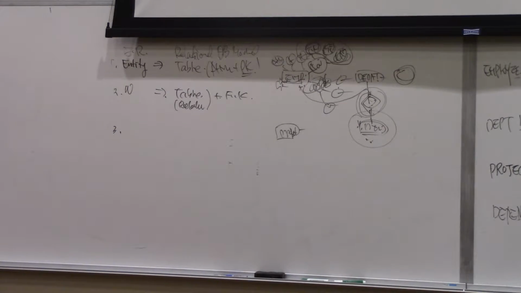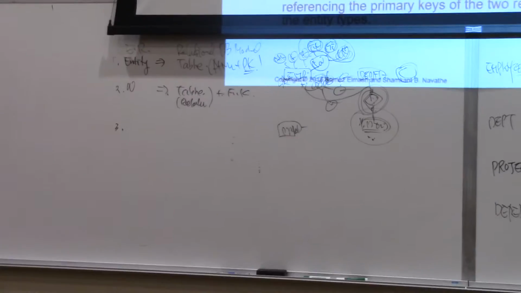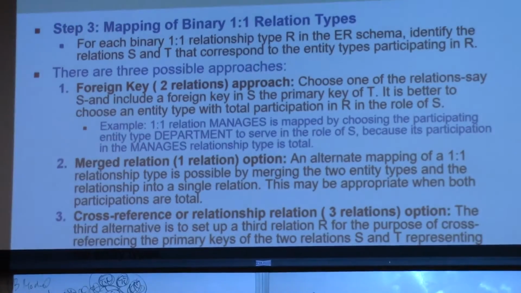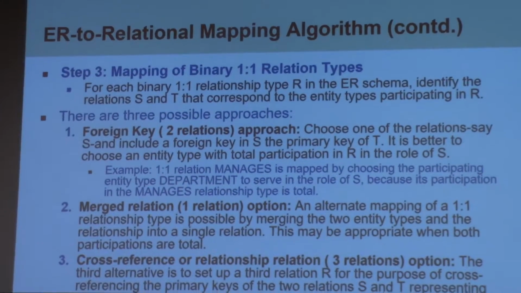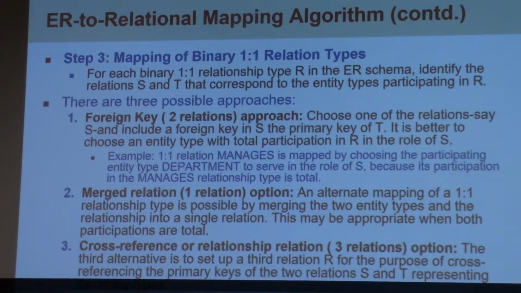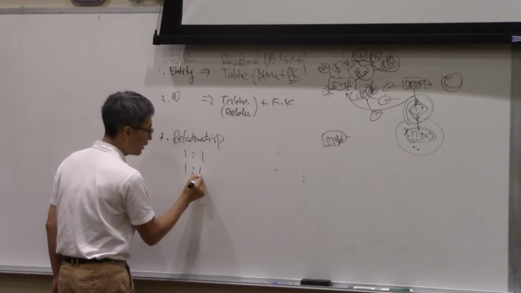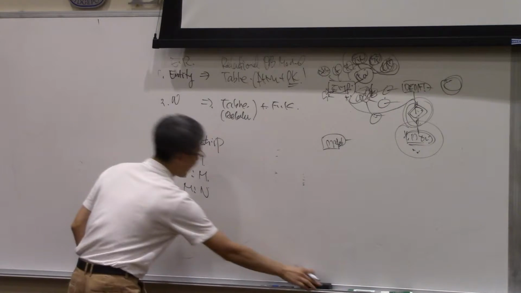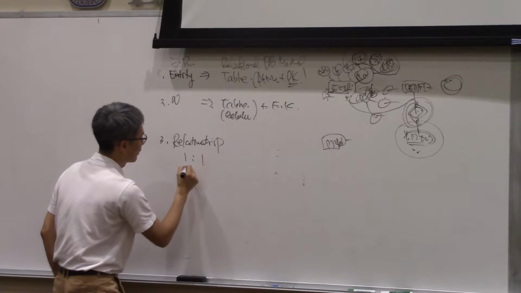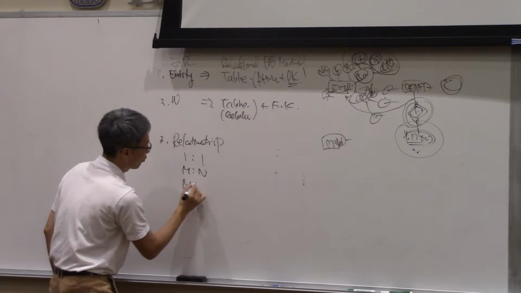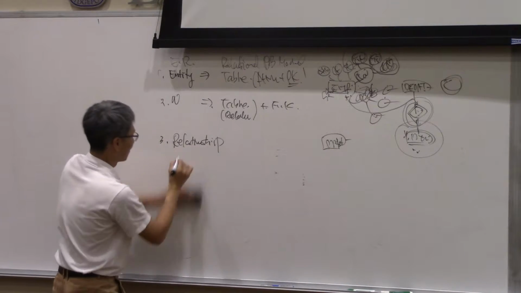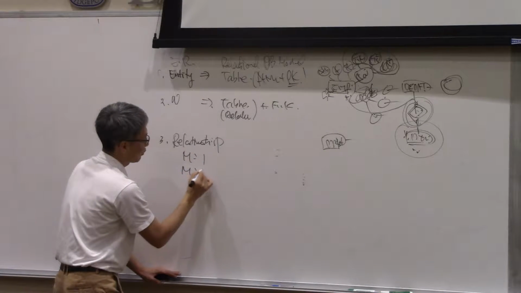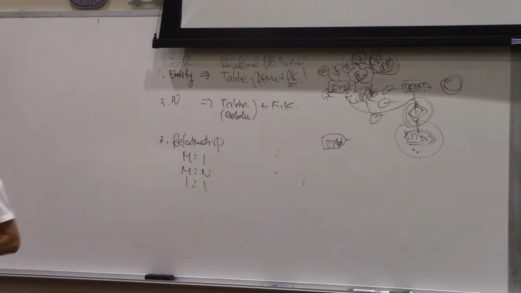The next step is, we already took care of the entity, weak entity and strong entity. The next one is a relationship. There are 3 different types of the relationship. One-to-one, one-to-many, many-to-many. So let's discuss many-to-one first. Okay? So, one-to-many.